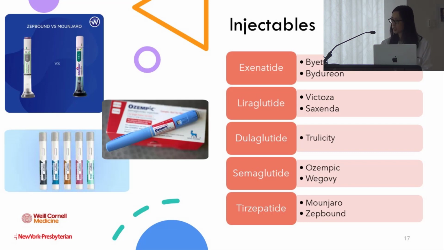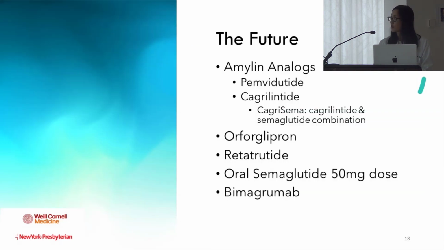And the third generation are your semaglutides and your tirzepatides. These are the drugs that all the celebrities use to lose weight, and the drugs that everyone wants but can't have. So these are the medications sort of on the horizon. Most are in clinical trials now, so they won't be available for a few more years.